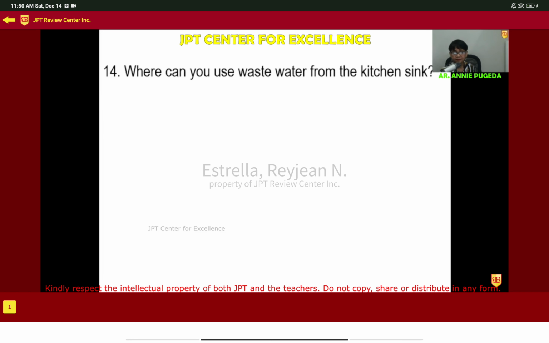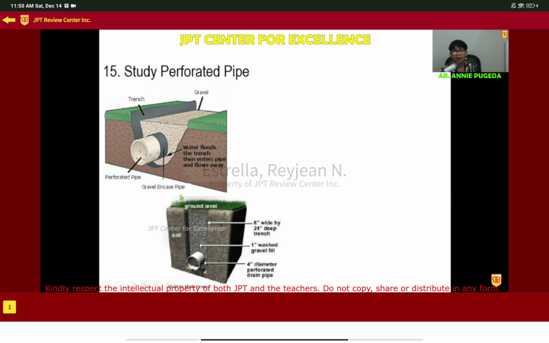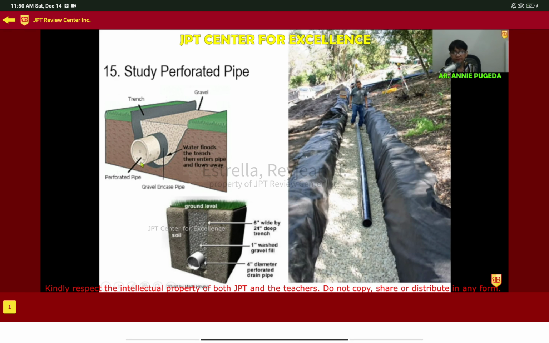Maliwanag po? Next, where can you use wastewater from the kitchen sink? So, ito yung may mga food disposal, naliliquify niya, and then, i-dispose niya sa garden. So, nagiging pataba, patubig ng kanyang mga halaman. Gray water reuse, recycling, agricultural irrigation, or for watering plants. Babagsak yan, maliliquify yan. Pag naliquify yan, ayun, tuloy na. So, gamit na gamit. Hindi po sayang. The only thing that is, of course, needed here, maintenance. Diba? Lahat naman ng mga equipment nagkakaroon ng wear and tear. So, kailangan din, periodically, nalilinis nyo yung food disposal unit. Study perforated pipe. Butas-butas na pipe, perforated pipe. Ginagamit po for agricultural irrigation. Ayan. Okay?